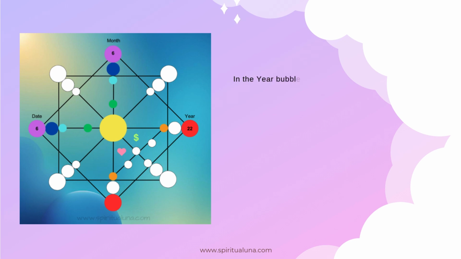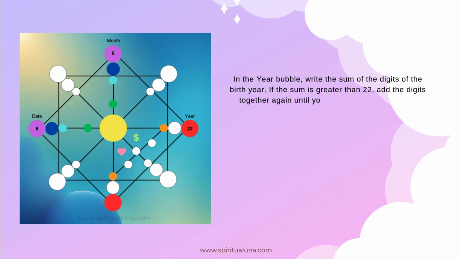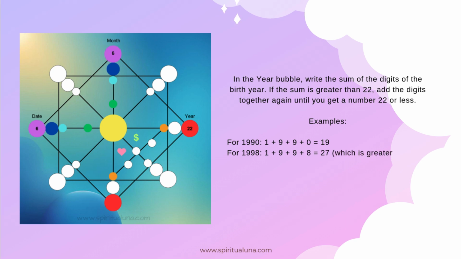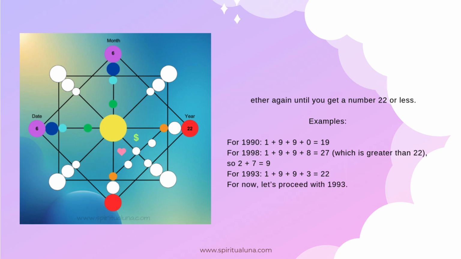In the year bubble, write the sum of the digits of the birth year. If the sum is greater than 22, add the digits together again until you get a number 22 or less. Examples: for 1990, 1 plus 9 plus 9 plus 0 equals 19. For 1998, 1 plus 9 plus 9 plus 8 equals 27, which is greater than 22, so 2 plus 7 equals 9. For 1993, 1 plus 9 plus 9 plus 3 equals 22. For now, let's proceed with 1993.